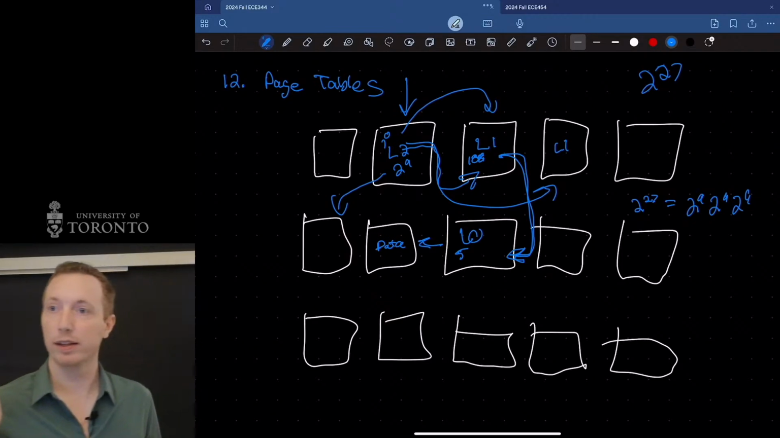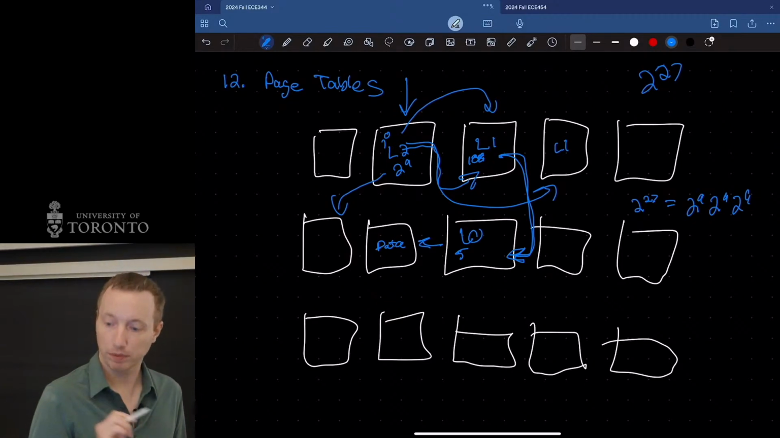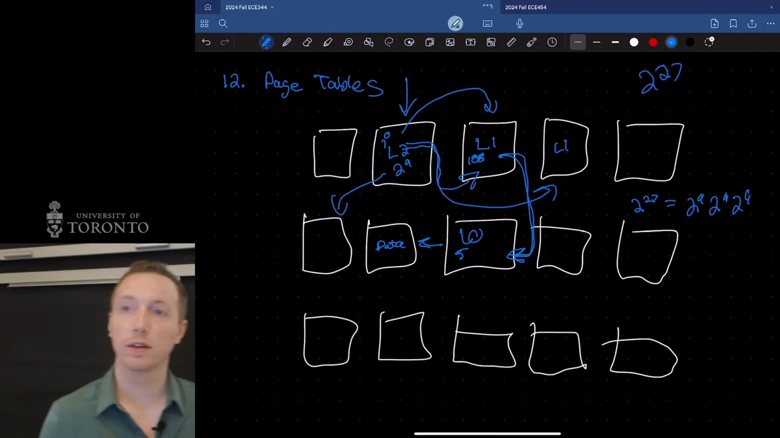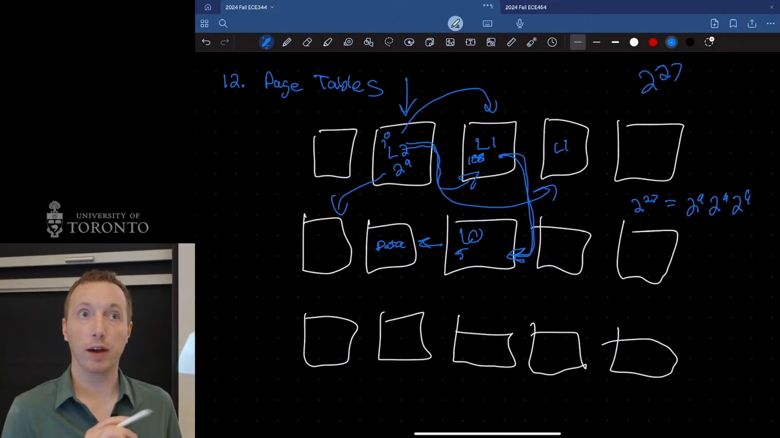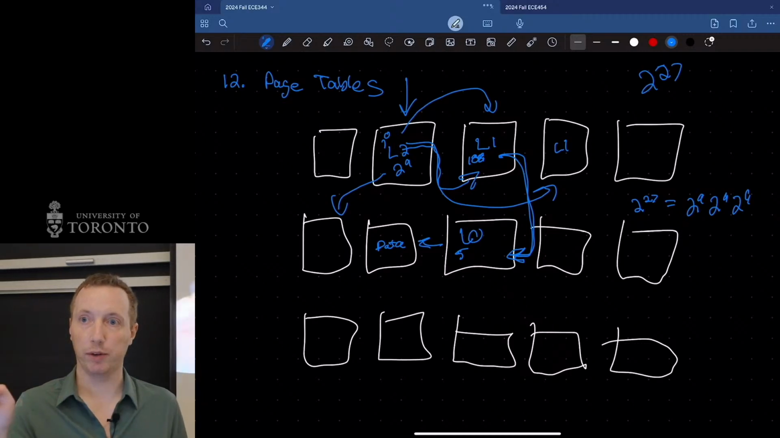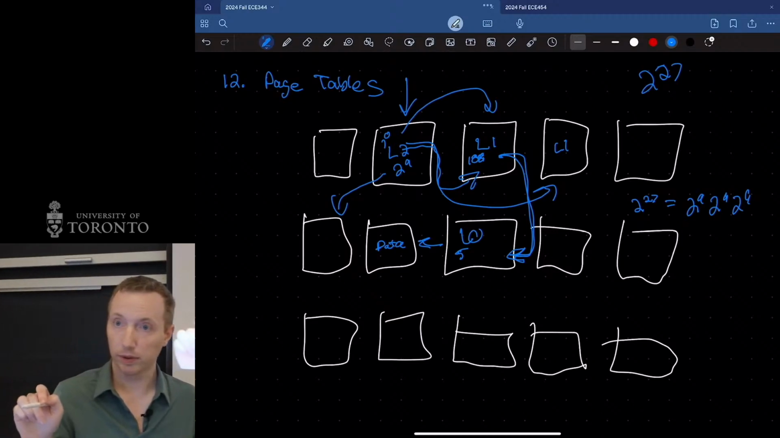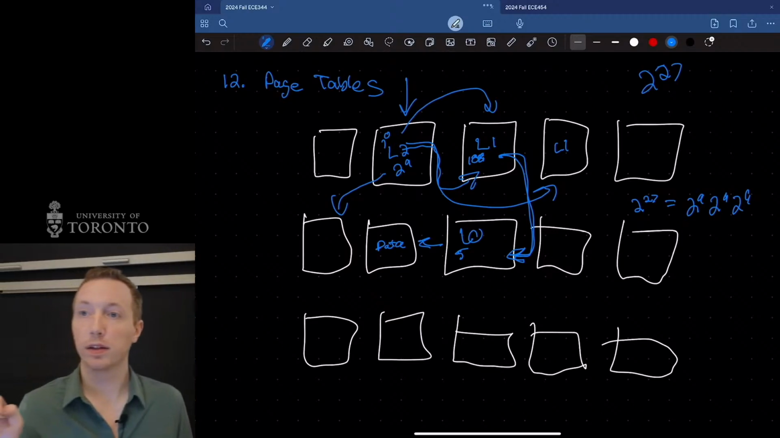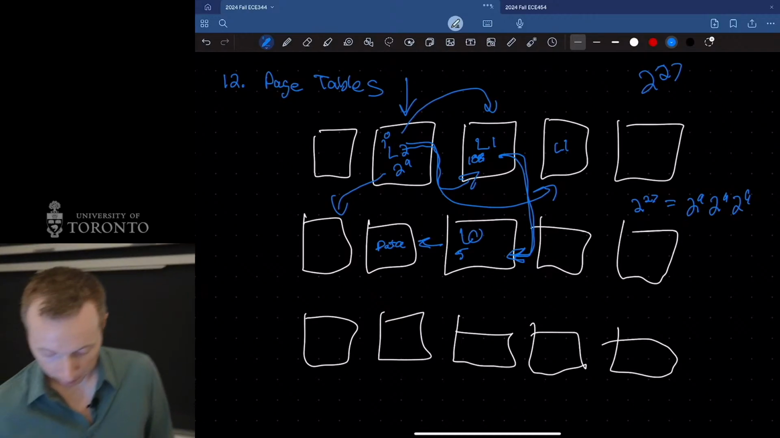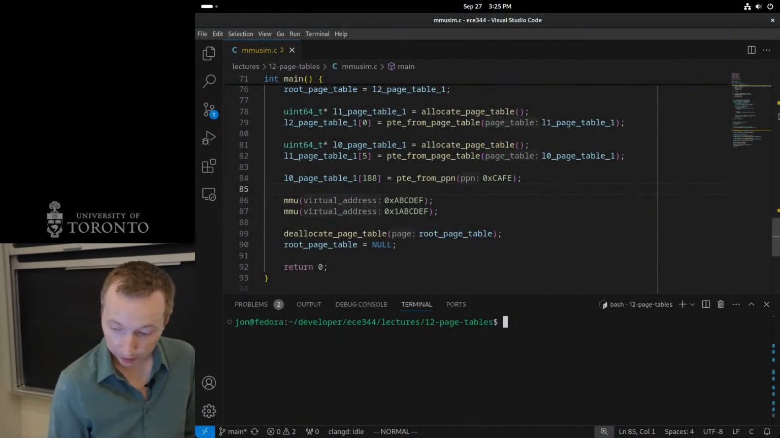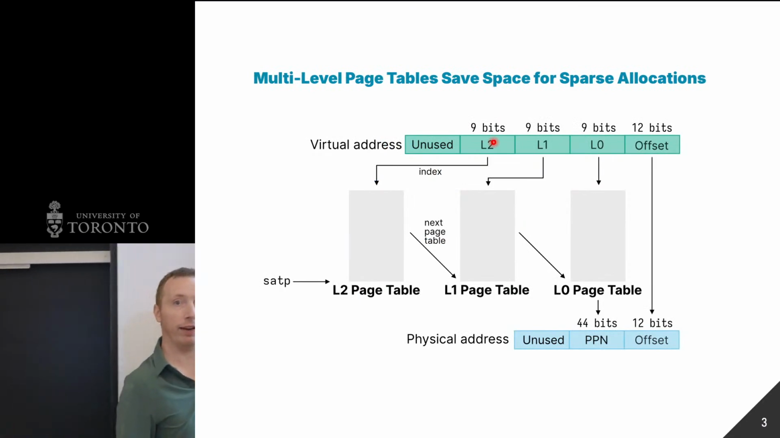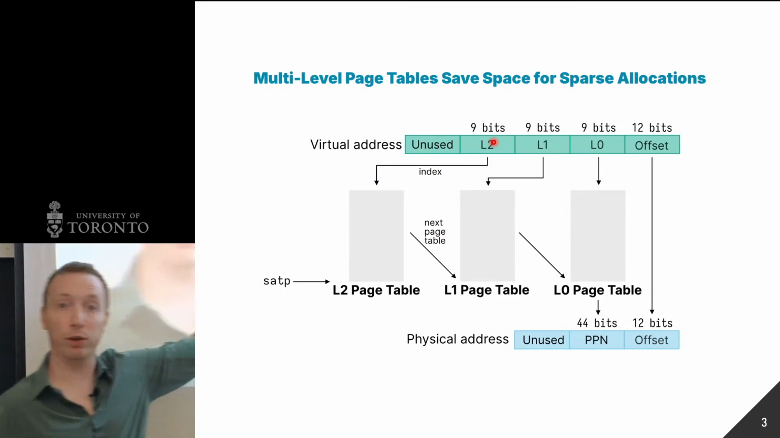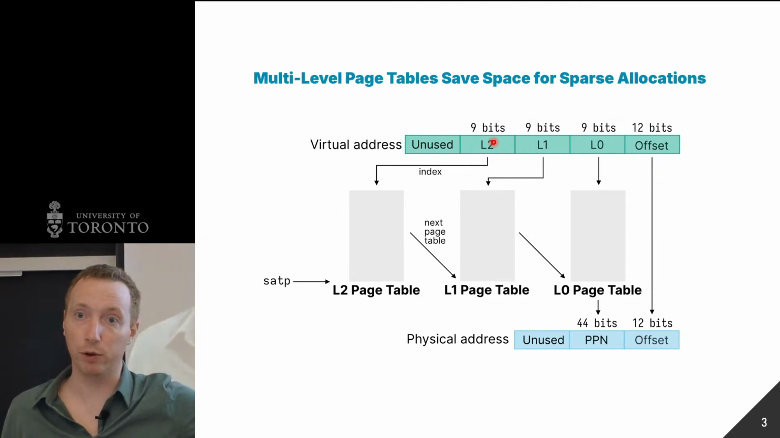Yeah? So I just have a question. Since you have 9 bits, for example for L2, to indicate which L2 page table you're accessing. So L2 tells me which L1 page table I access. I'm talking about the virtual address. So do you automatically know which L2 page table you're accessing? The question is, how do I know which L2 page table I'm accessing? And that's what that SATP register is. That tells you your root page table. That tells you what L2 page table you need.